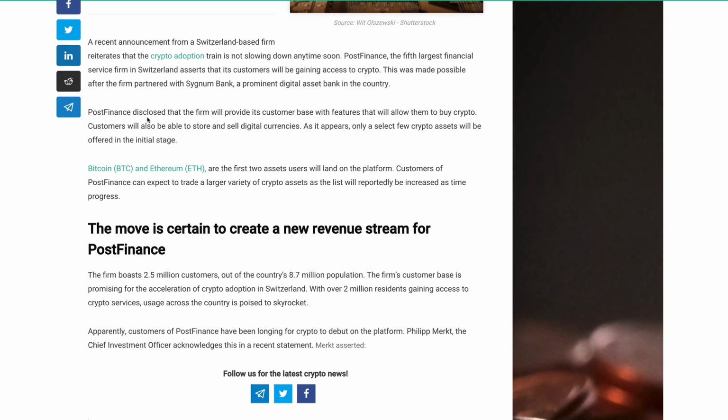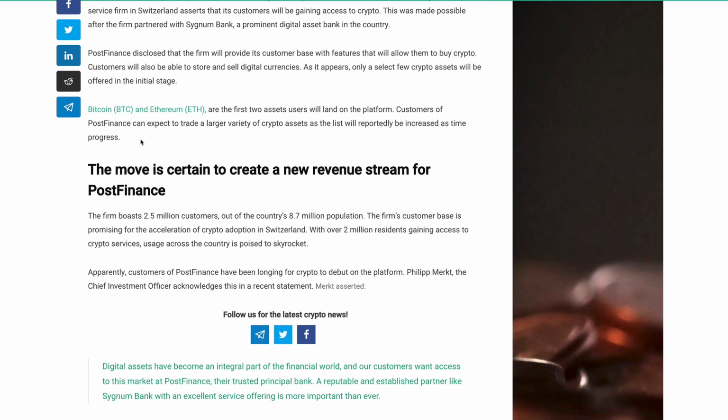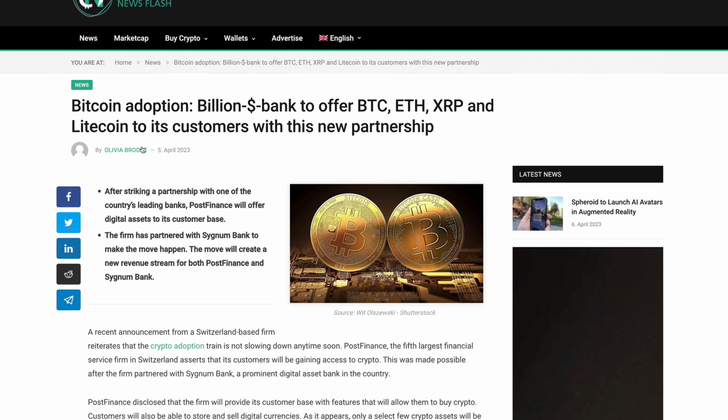Nevertheless, Post Finance disclosed that the firm will provide its customer base with features that will allow them to buy crypto. Customers will be able to store their crypto and sell digital currencies. As it appears, only a few select cryptocurrency assets will be offered at this initial stage. Oh, maybe it's because Litecoin is so similar to Bitcoin that it would not be considered a security. Maybe that's why. If that were the case, then it's interesting that they're adding XRP in this particular basket of currencies that they're initially going to offer to their clients.